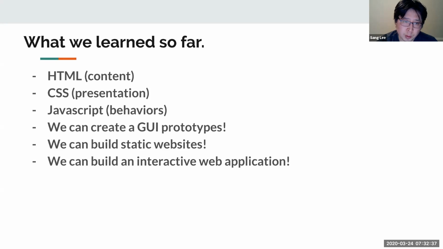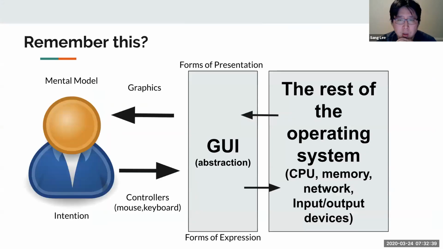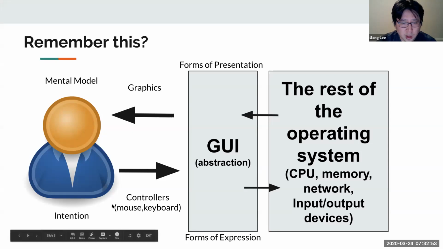So I don't know if you remember this slide. This was probably from the very first class. So this was what this class is about, right? Like, there's a user, and then they interact with a computational system. So the computational system is this whole thing.